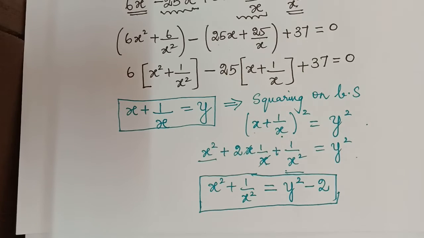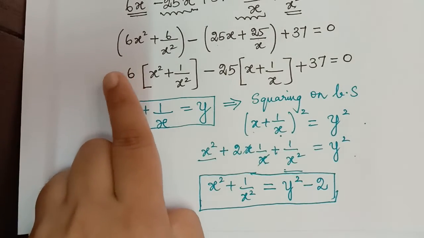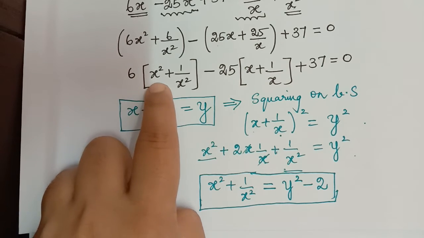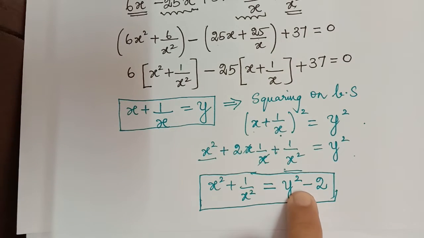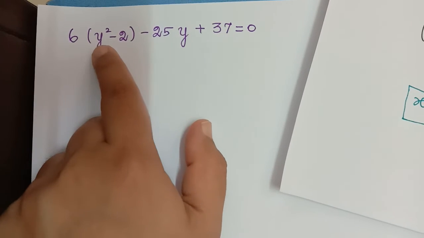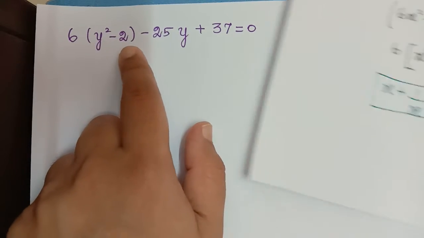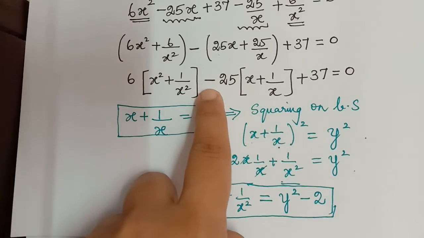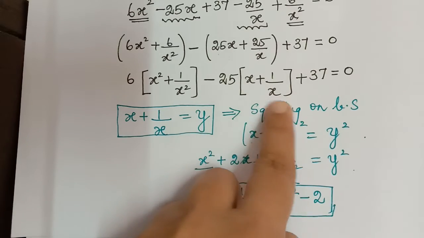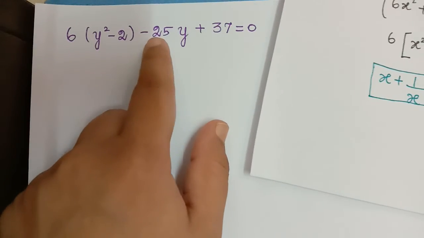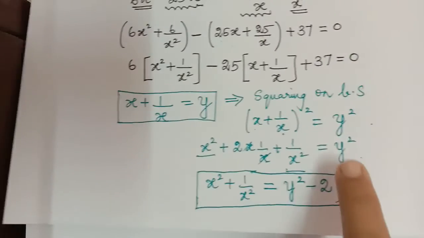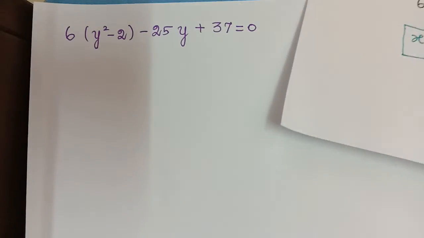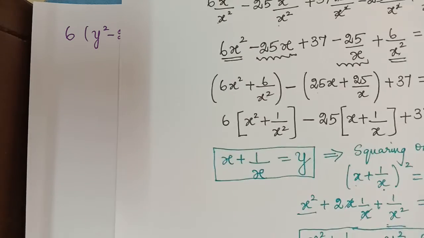So now after substituting, we get 6 multiplied with y squared minus 2, and then negative 25 multiplied with y plus 37 is equal to 0. Now let's proceed further.